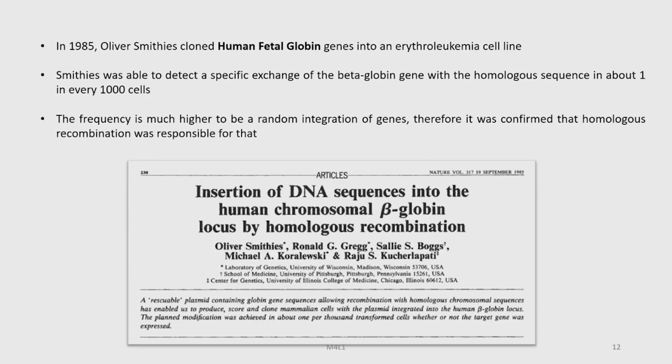In 1985, Smith cloned the human fetal globin genes into an erythroleukemia cell line and was able to detect a specific exchange of the beta globin gene with a homologous sequence in about 1 in every 1,000 cells. The frequency is much higher than would be expected for random integration of genes. Therefore, it was confirmed that homologous recombination is responsible for this phenomenon.